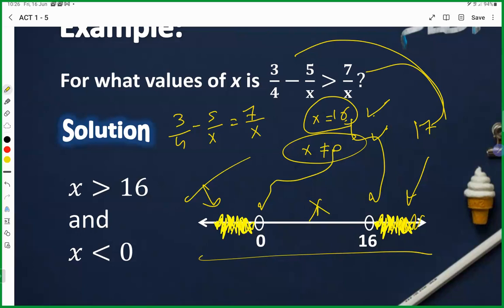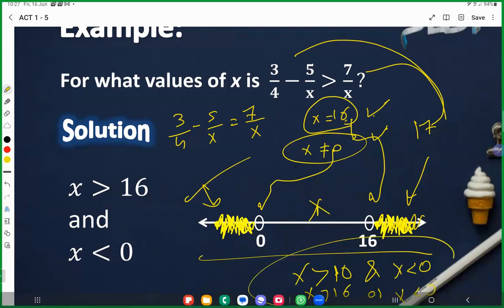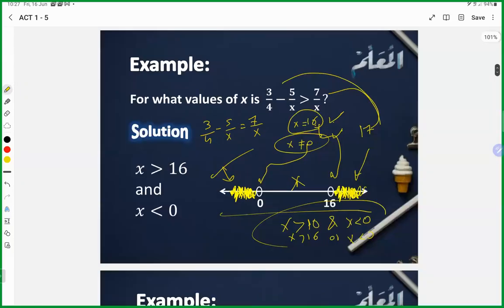Yeah, it works. So in this case, what's my solution? It's x greater than 16 and x less than 0, or sometimes we call it x greater than 16 or x less than 0. Okay, fine.